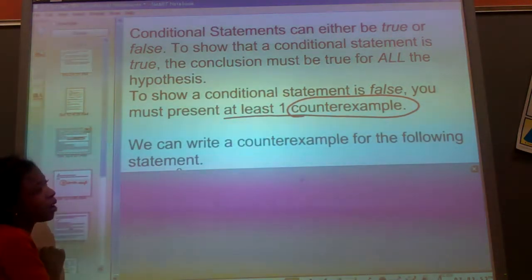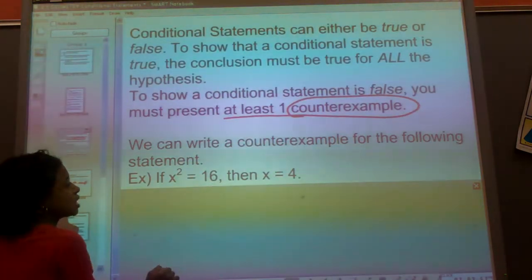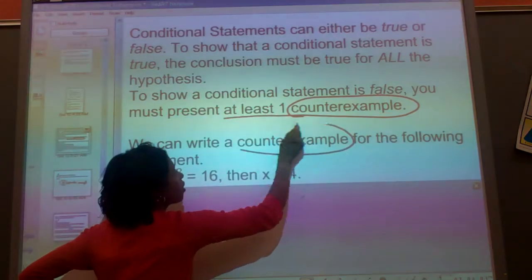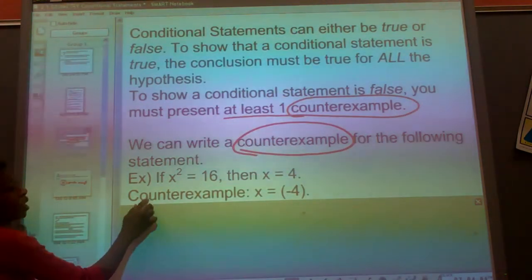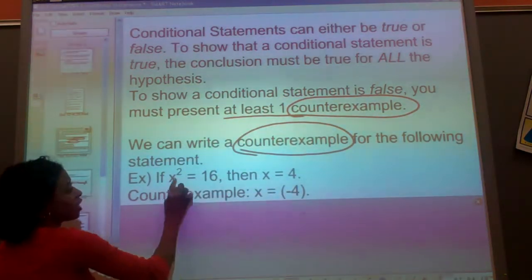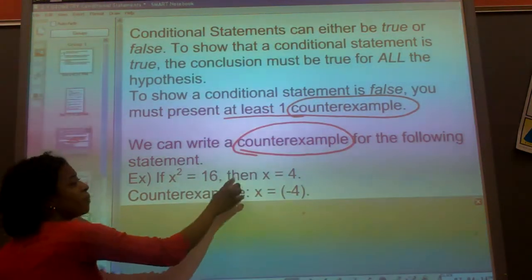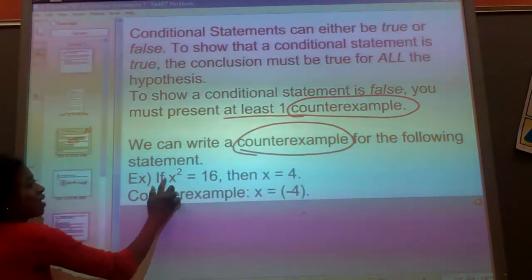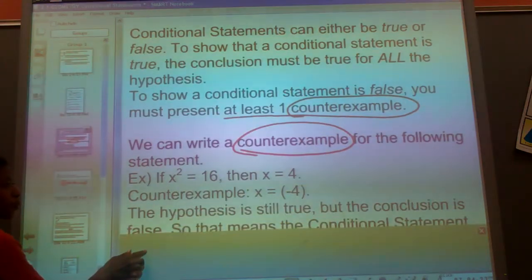All right, we can write the counterexample for the following statement. If x squared is equal to 16, then x is equal to 4. We need a counterexample, or in other words, prove that this is false. Here's a false statement. Counterexample says x is equal to negative 4, because if I put in negative 4 here, negative 4 squared still is 16. So that means that x is not always 4. This is a counterexample making this conditional statement false.